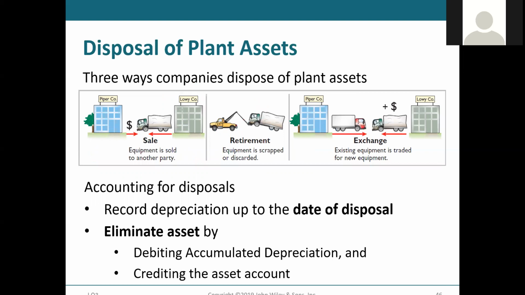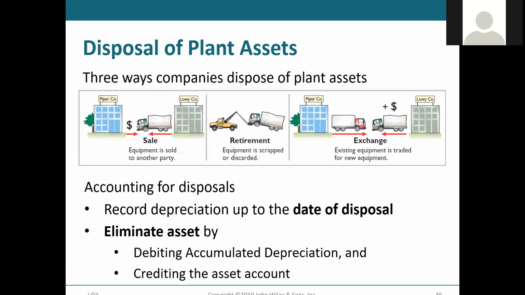We can sell an asset to somebody else to get rid of it. We can retire the asset, it's no good, we're just throwing it away. Or maybe we can exchange it for another asset with another company. Maybe we can trade a truck for a couple of cars or something.